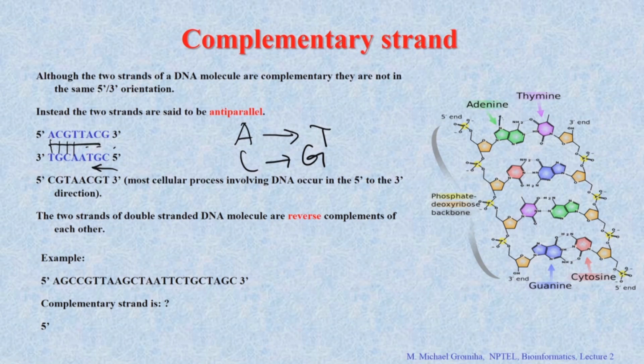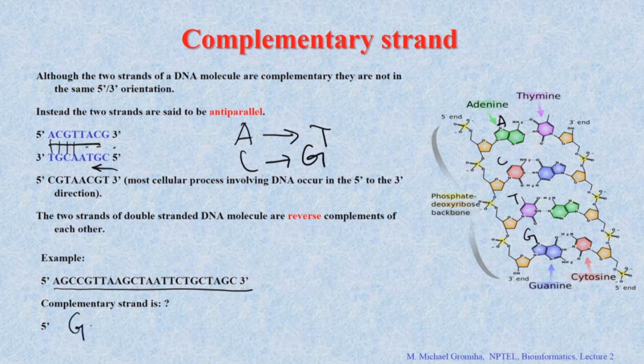Here I show the example: this is A, this is C, here this is T and here this is G, right. Here we write 5 prime 3 prime, and this is 3 prime 5 prime, which is why you can see the complementary here. Now I give this example, this is a sequence. What is the complementary strand from the 5 prime 3 prime direction?